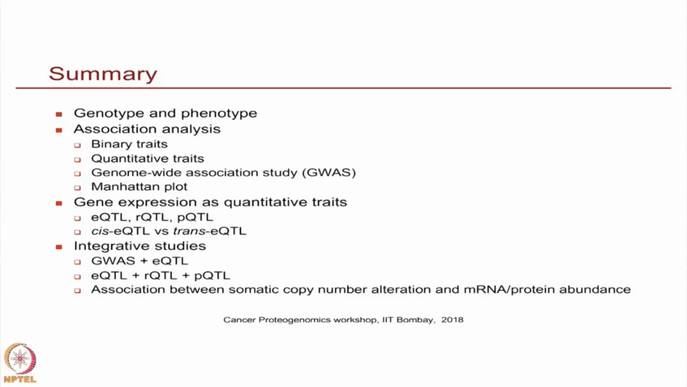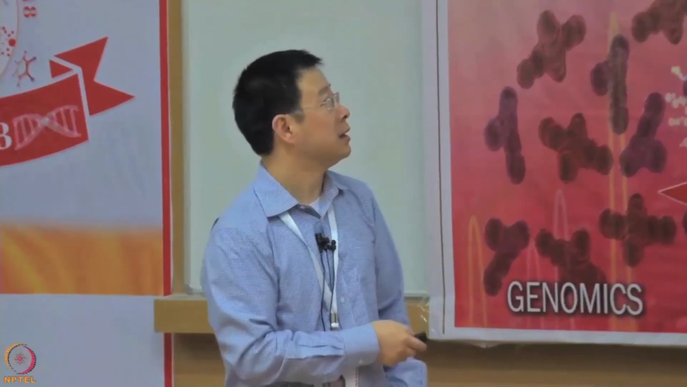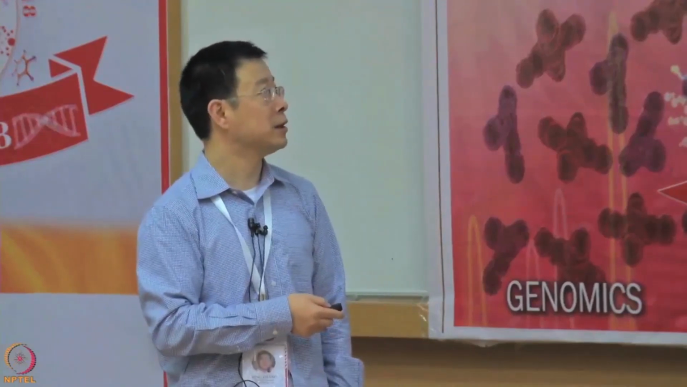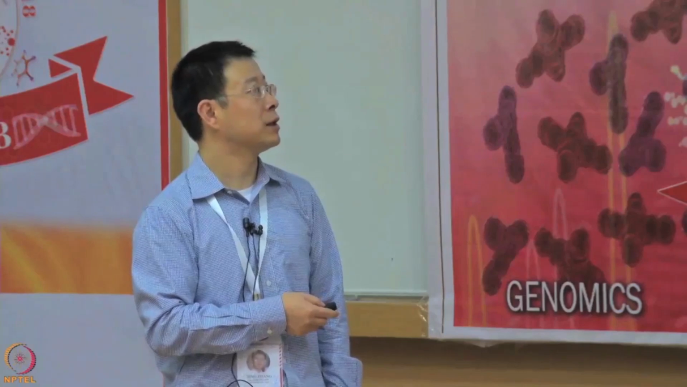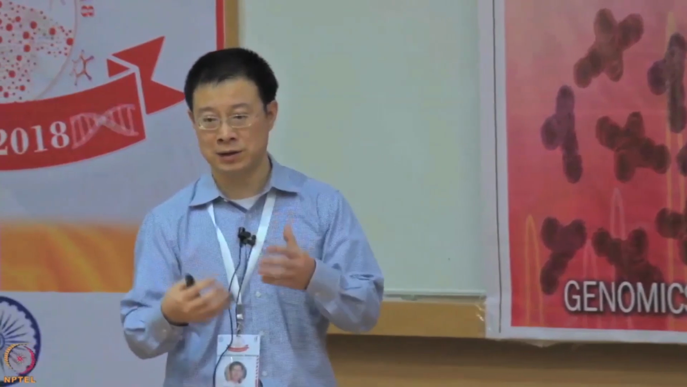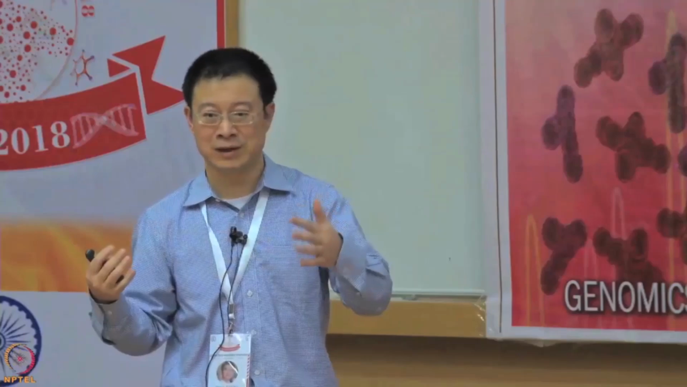And then if we treat gene expression as a quantitative trait, we can do eQTL, rQTL, pQTL types of analysis, and these QTLs can be divided into cis eQTL and trans eQTL based on the positional relationship between the SNP and the genes. And we showed a few examples of how you can integrate GWAS and eQTL, or eQTL, rQTL, pQTL, or copy number and the mRNA and protein expression to understand the relationship between the genotype, gene expression and the phenotype.